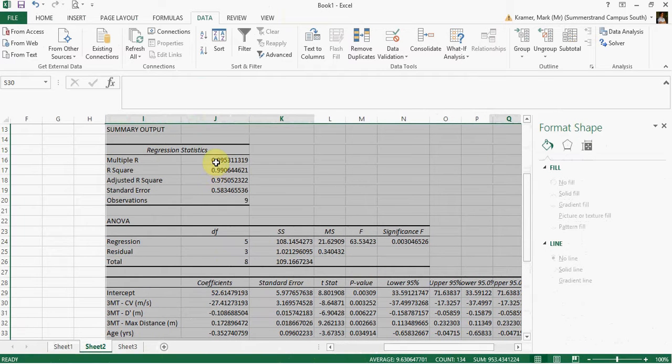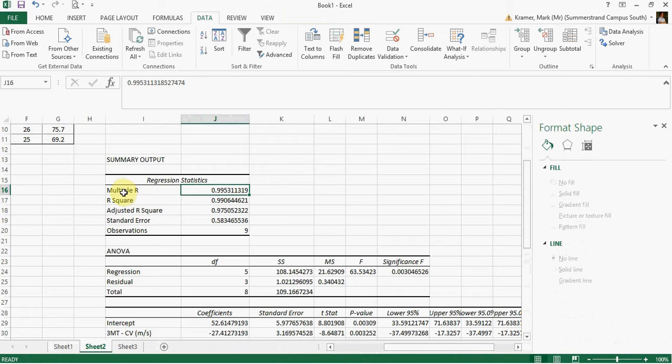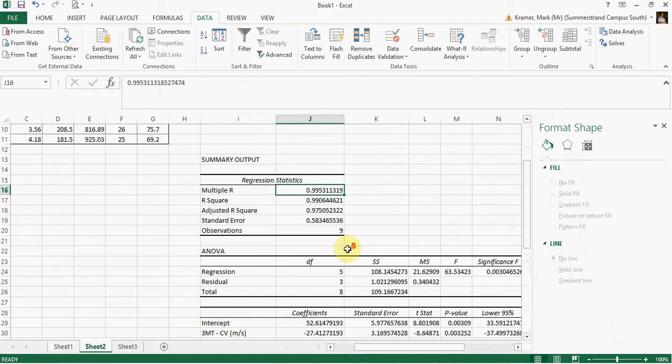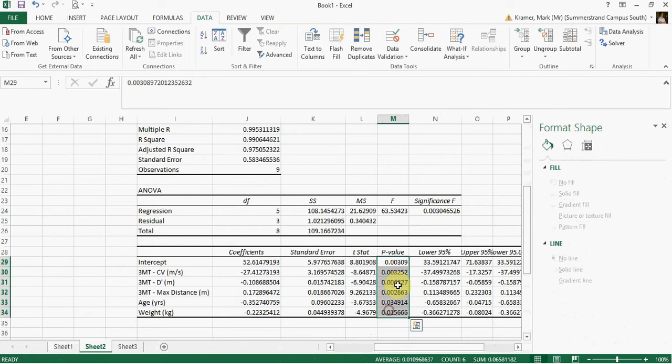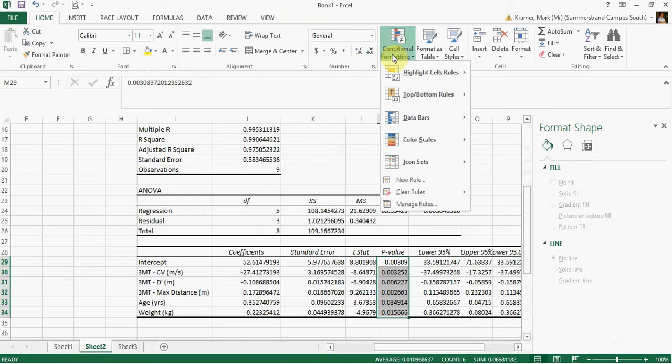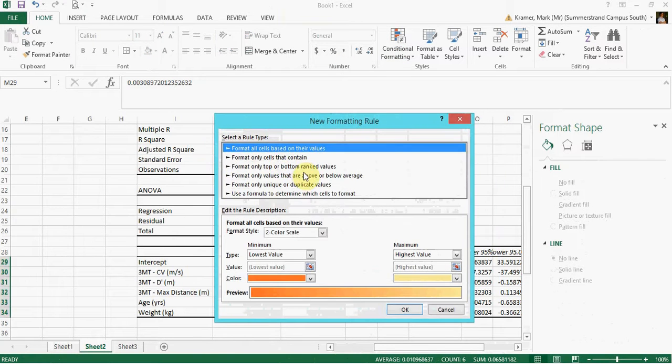So you can see here that my regression statistics, in terms of what the coefficient of correlation is, are very, very highly correlated. That's good. We've already talked about that. The significance of my regression model is also great, so it's highly significant. Again, I would just run these p-values again, just to make sure that they are still significant.